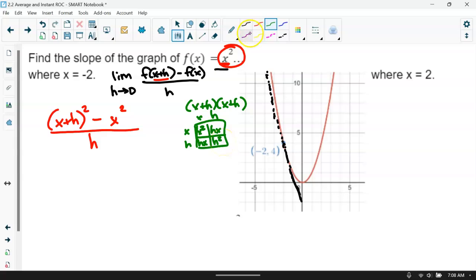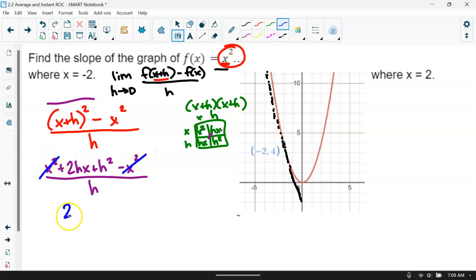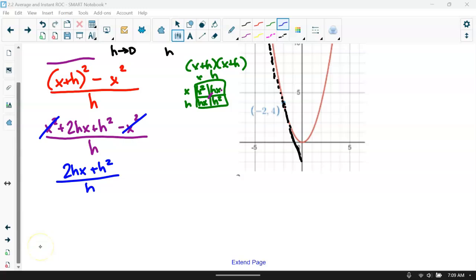Here to combine like terms, after combining, we've got x squared plus 2hx plus h squared from FOIL or the box method, minus x squared over h. Now notice I've got x squared minus x squared. That's 0. So now I've got 2hx plus h squared over h. And then notice here, we have a common term that we can factor out. We have h.